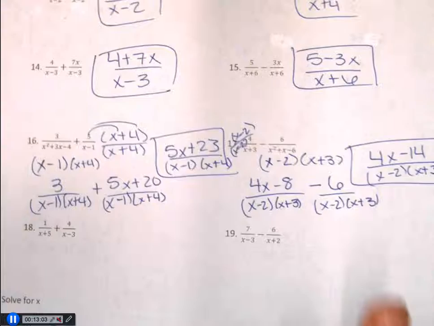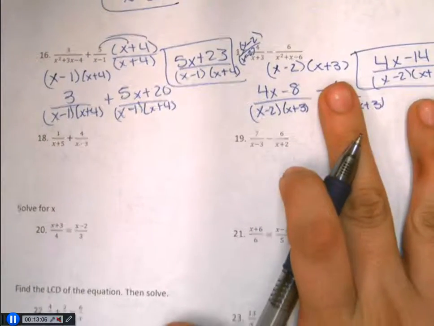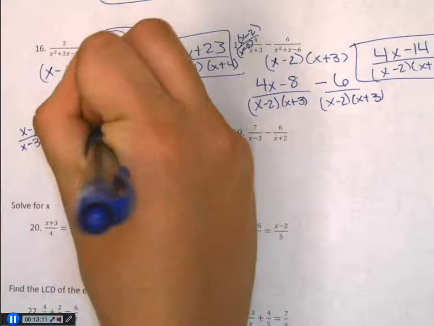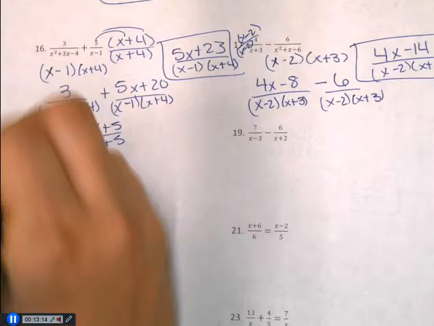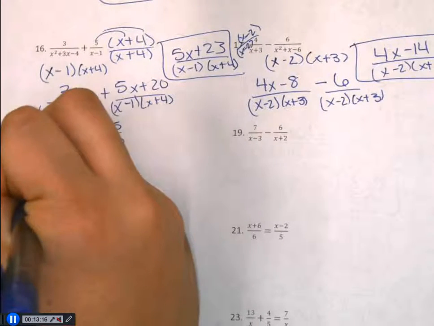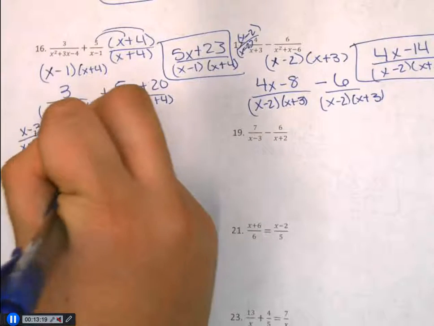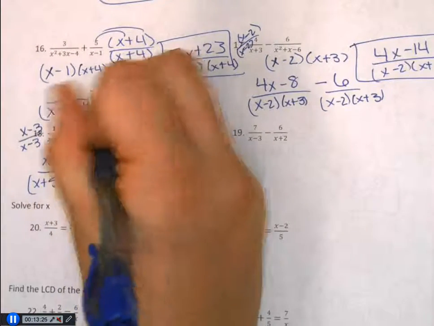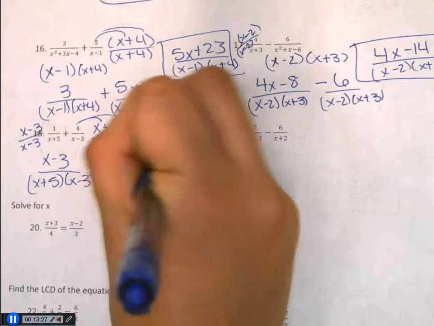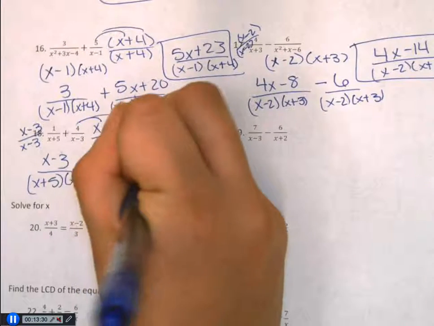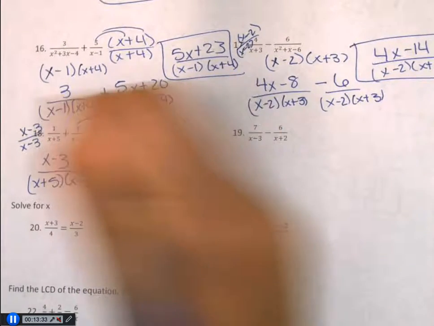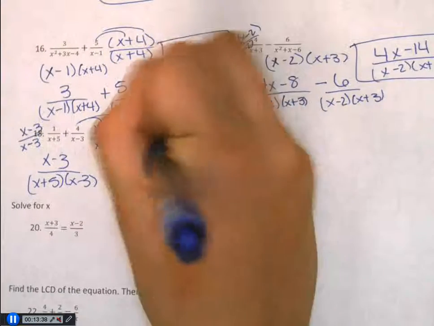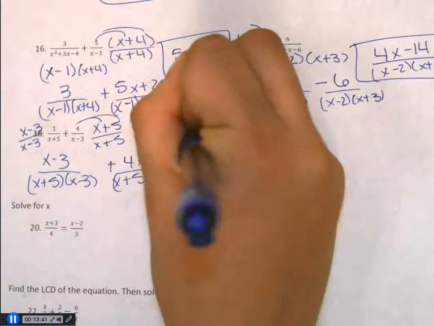On 18, they have completely different denominators, so each one needs to be multiplied by the opposite denominator. This one I'm going to multiply by x minus 3 over x minus 3. This one gets multiplied by x plus 5 over x plus 5. I get x minus 3 over x plus 5, x minus 3. Order doesn't matter on the denominator, as long as I have both pieces. On the second one, I get 4x plus 20 over x plus 5, x minus 3. So then I combine like terms. I get 3x plus 17 over x plus 5, x minus 3.